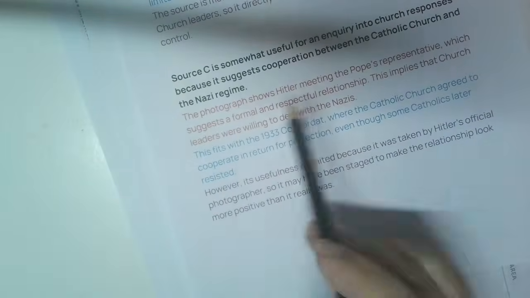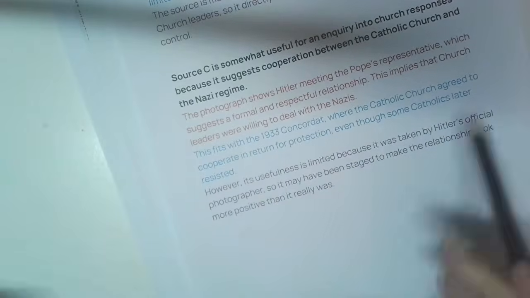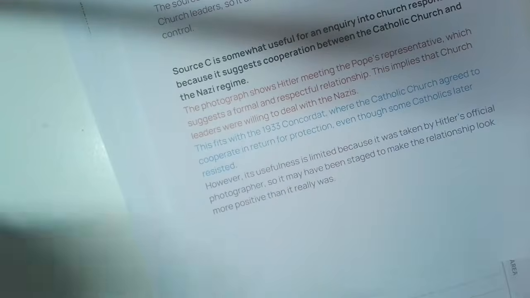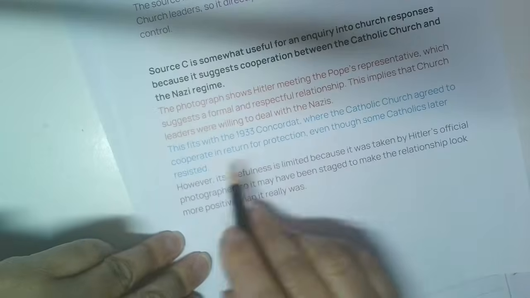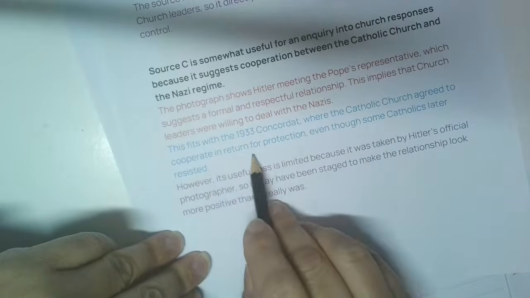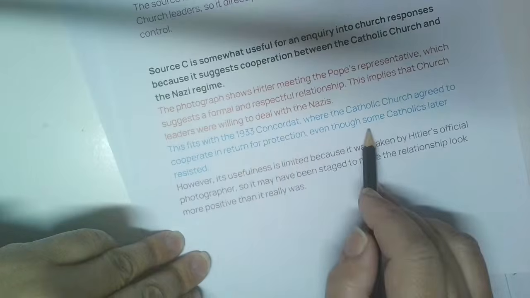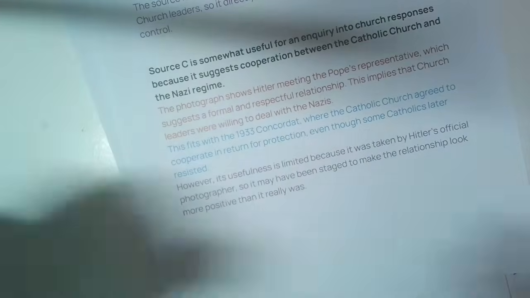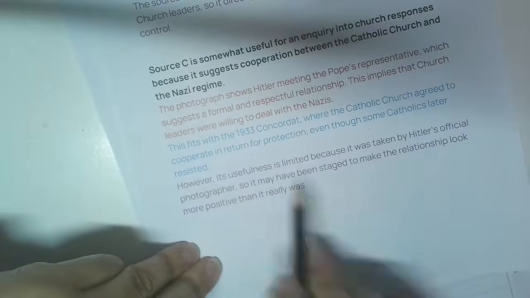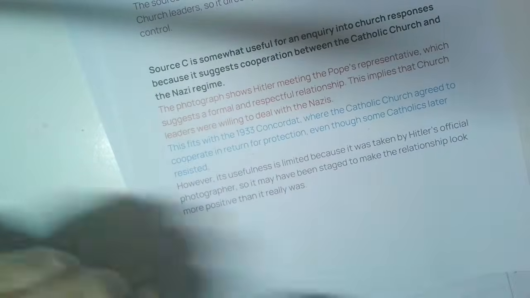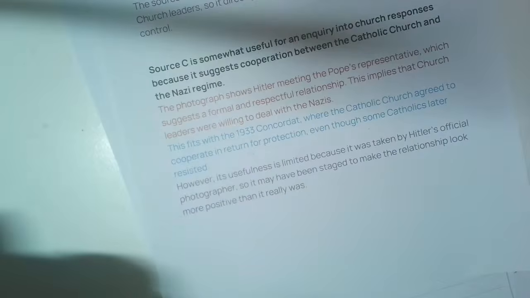So the photograph shows Hitler meeting the Pope's representative, which suggests a formal and respectful relationship. This implies that church leaders were willing to deal with the Nazis. So it's implying, it's not clearly stating. That's the problem. So what do I know? Well, we all know about the Concordat, right? The Concordat, where the Catholic Church agreed to cooperate in return for protection, even though some Catholics later resisted. They did, but not in the great numbers that the Protestants did. However, its usefulness is limited because it was taken by Hitler's official photographer, so it might have been staged to make the relationship look more positive than it really was.